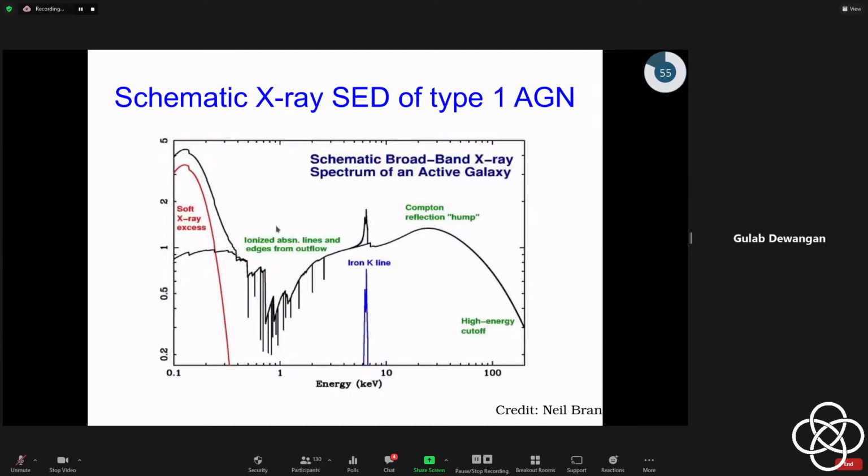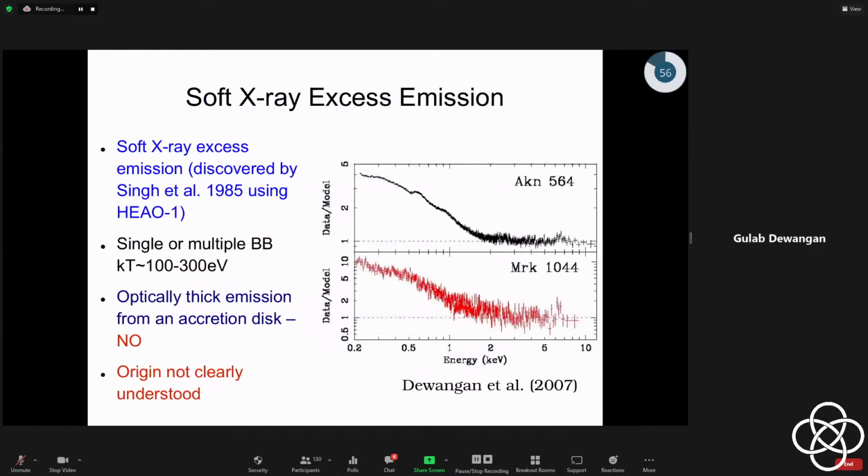Okay, so this is about the absorption lines, and how these numerous absorption lines and edges arise in the X-ray spectrum. Now let's look at this soft X-ray excess component. The soft excess is observed below 1 keV. This is again the data to model ratio, where the model is a simple power law. So when you compare a power law with the observed data, you start seeing this excess emission below 1 or 2 keV. And when you model this with a simple black body, you can describe it, but the temperature turns out to be 100 to 300 electron volts.